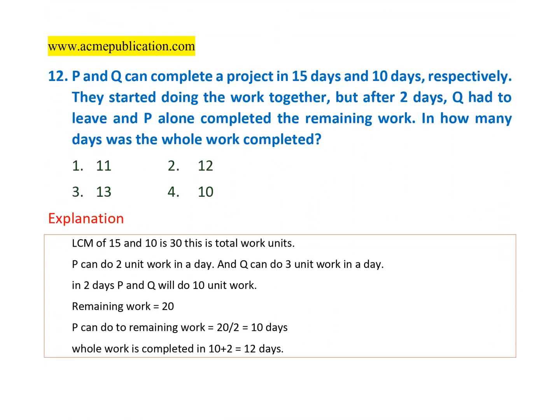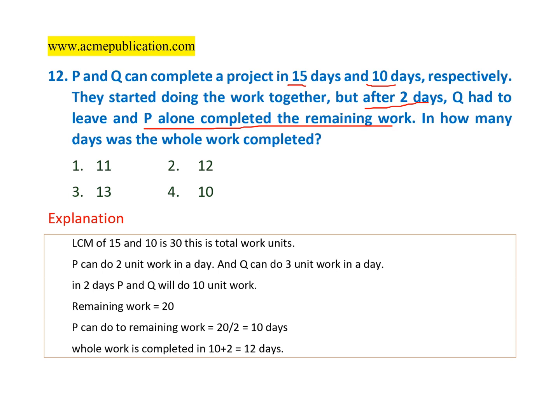Question 12. P and Q can complete a project in 15 and 10 days respectively. They start doing the work together, but after 2 days Q had to leave, and P alone completed the remaining work. In how many days was the work completed?